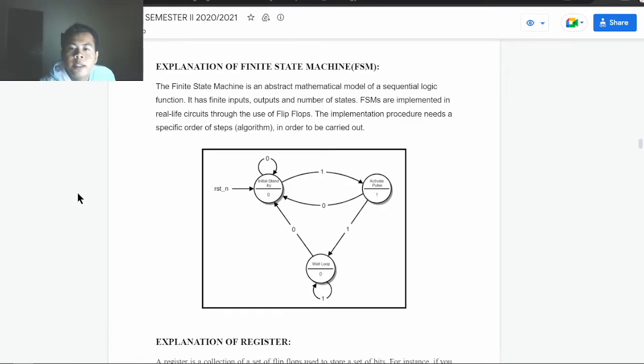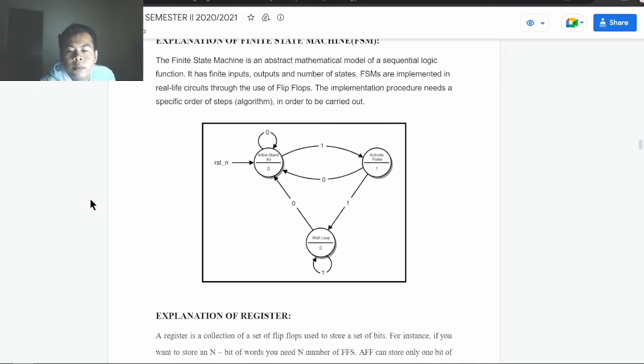Explanation of finite state machine. The finite state machine is an abstract mathematical model of a sequential logic function. It has a finite input, output, and number of states. Finite state machines are implemented in real-life circuits through the use of flip-flops. The implementation needs a specific order of step algorithm in order to be carried out.